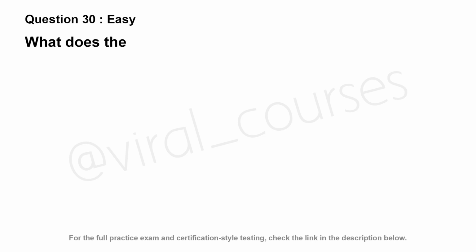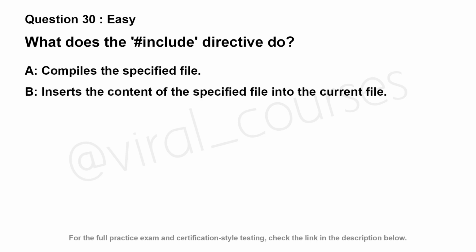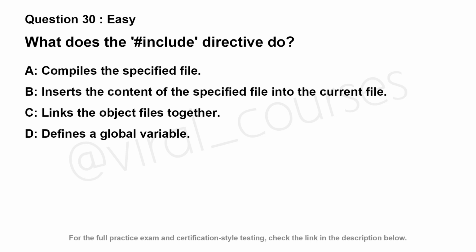What does the #include directive do? Option A, compiles the specified file. Option B, inserts the content of the specified file into the current file. Option C, links the object files together. Option D, defines a global variable.